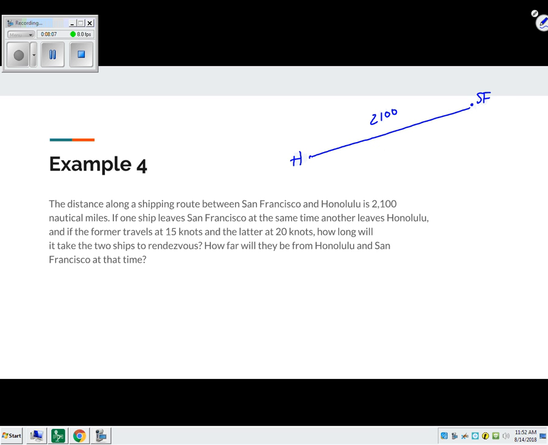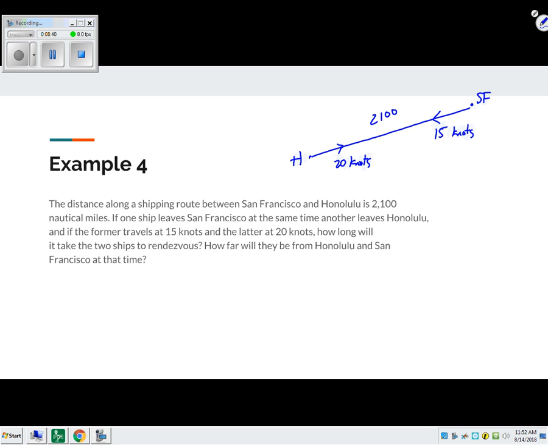If one ship leaves San Francisco at the same time another leaves Honolulu, and if the former travels at 15 knots, so this boat coming from San Francisco is going 15 knots, and the one coming from Honolulu is going 20 knots, it's wanting to know how long will it take the 2 ships to rendezvous? How far will they be from Honolulu and San Francisco at that time?